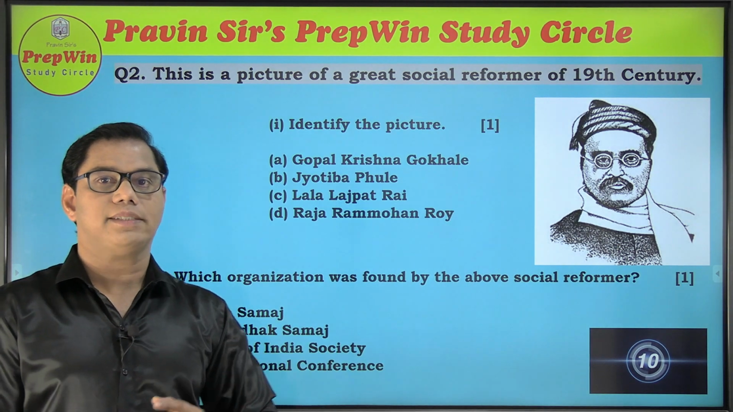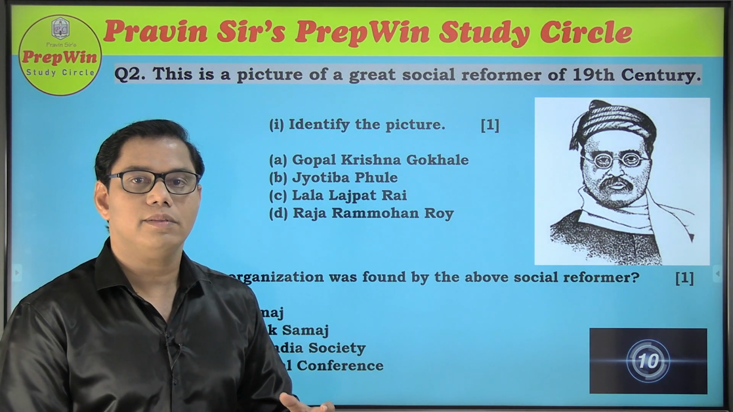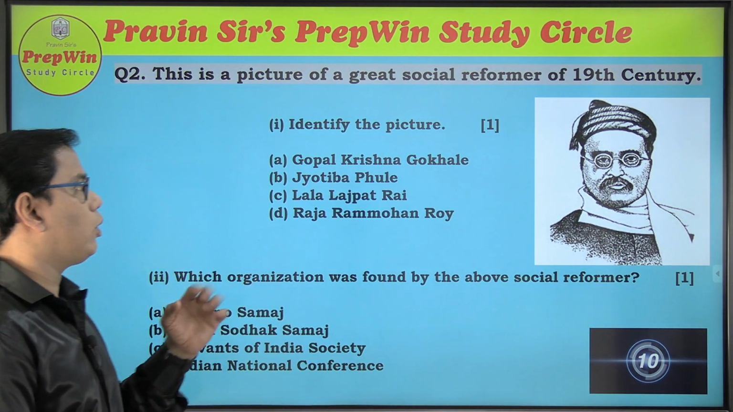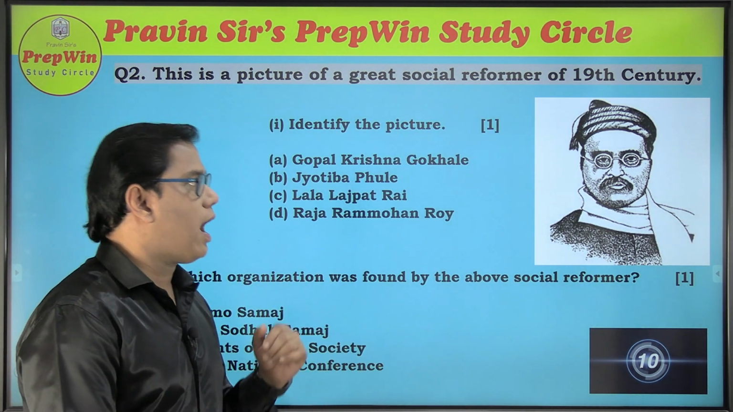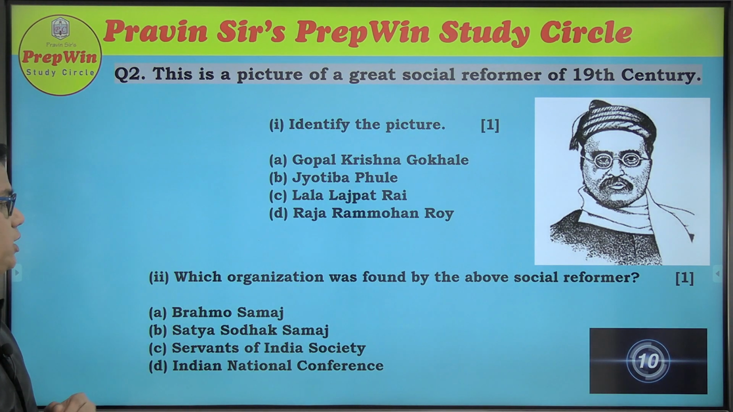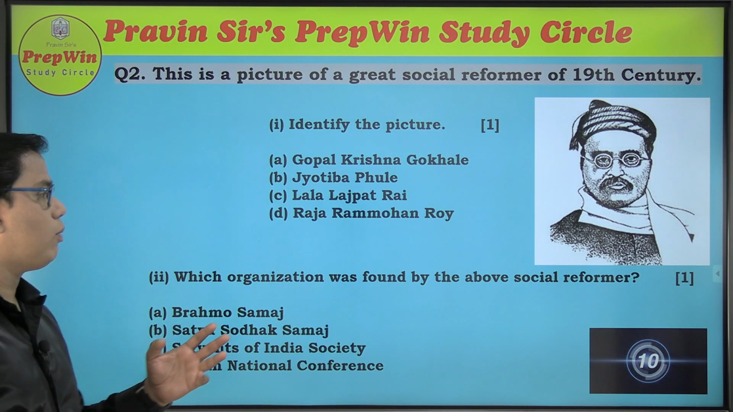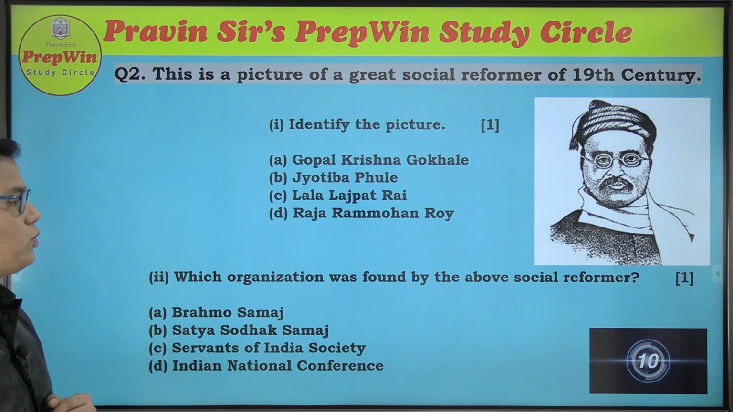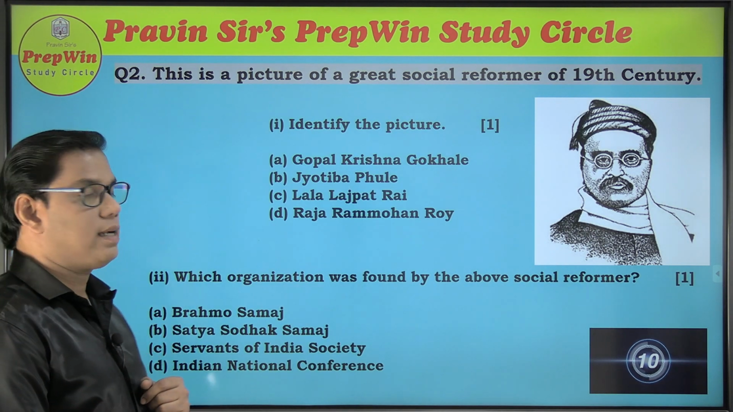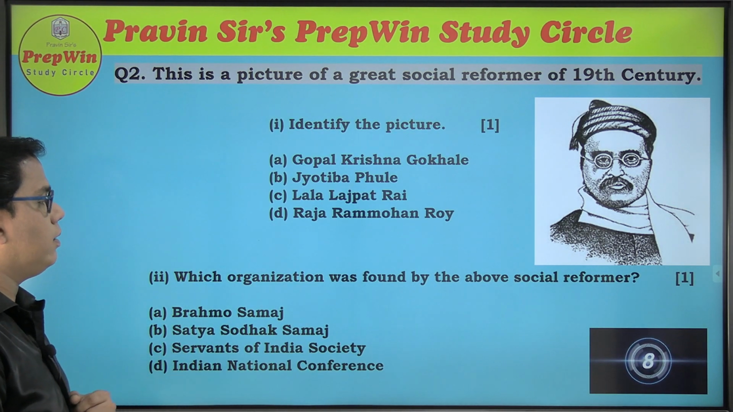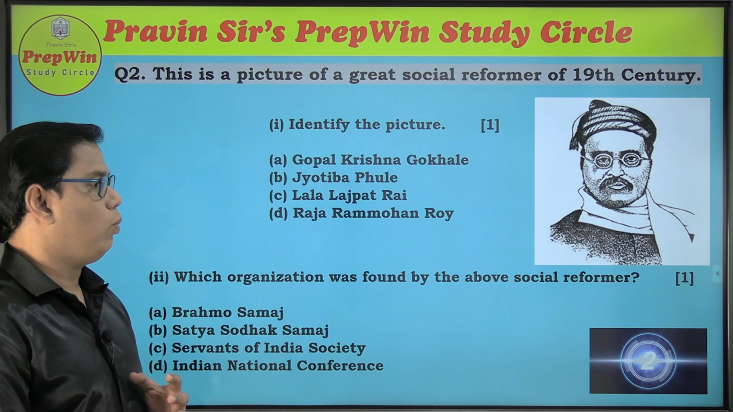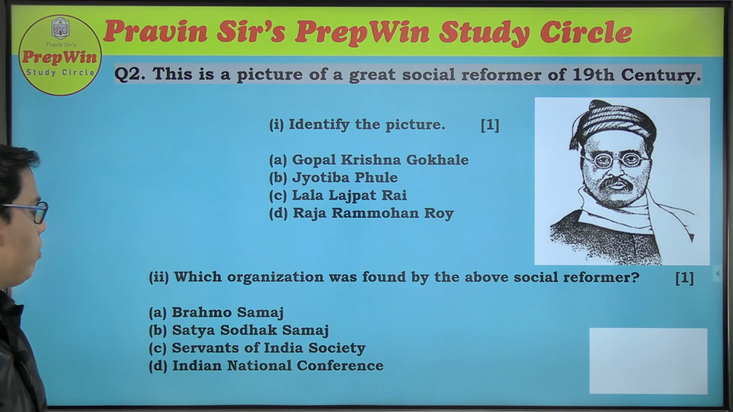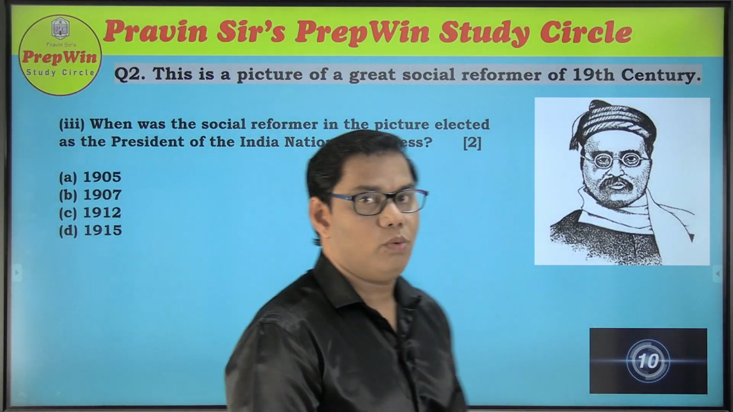Look at this face. You must have seen this face, this picture in your textbook also. So read question number 1, and generally question number 1 is identify the picture. Then question number 2, which organization was founded by the above social reformer? Let me start a timer. 10, 9, 5, 4, 3, 2, 1, and that's all. Time up. Next question is a 2 mark question.